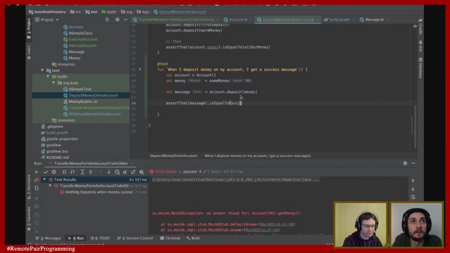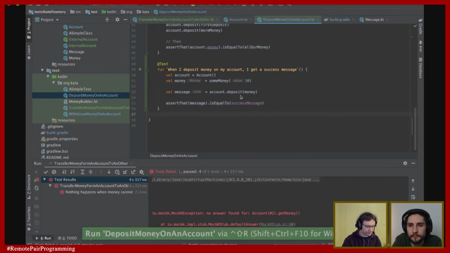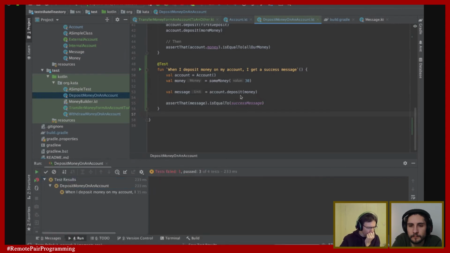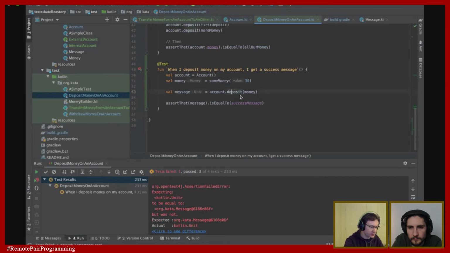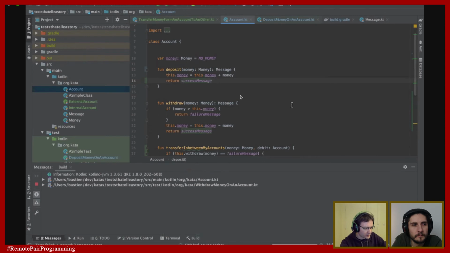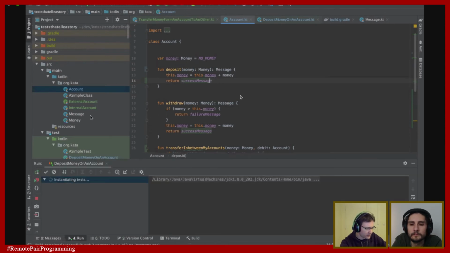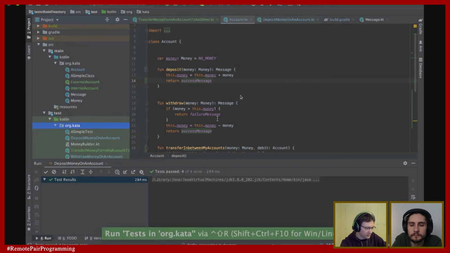That's not enough money failure message. Something like this. Of course it fails because deposit does not return anything. Let's change this. So at this point, maybe I should run all my tests to make sure that I didn't break anything.